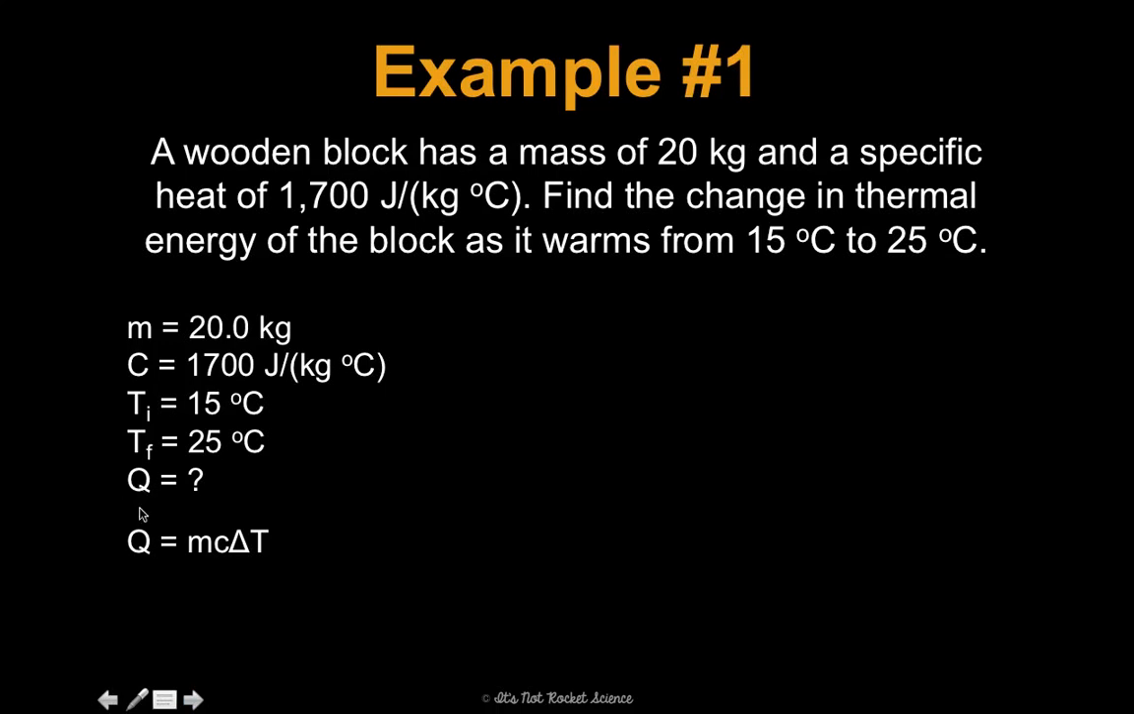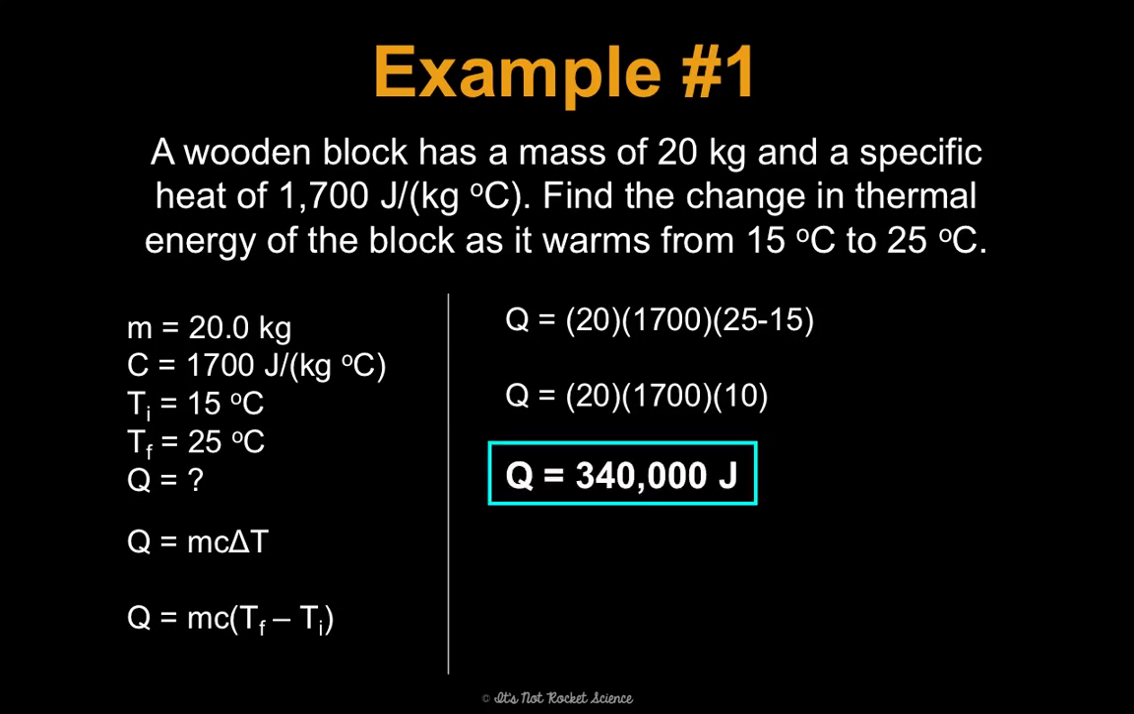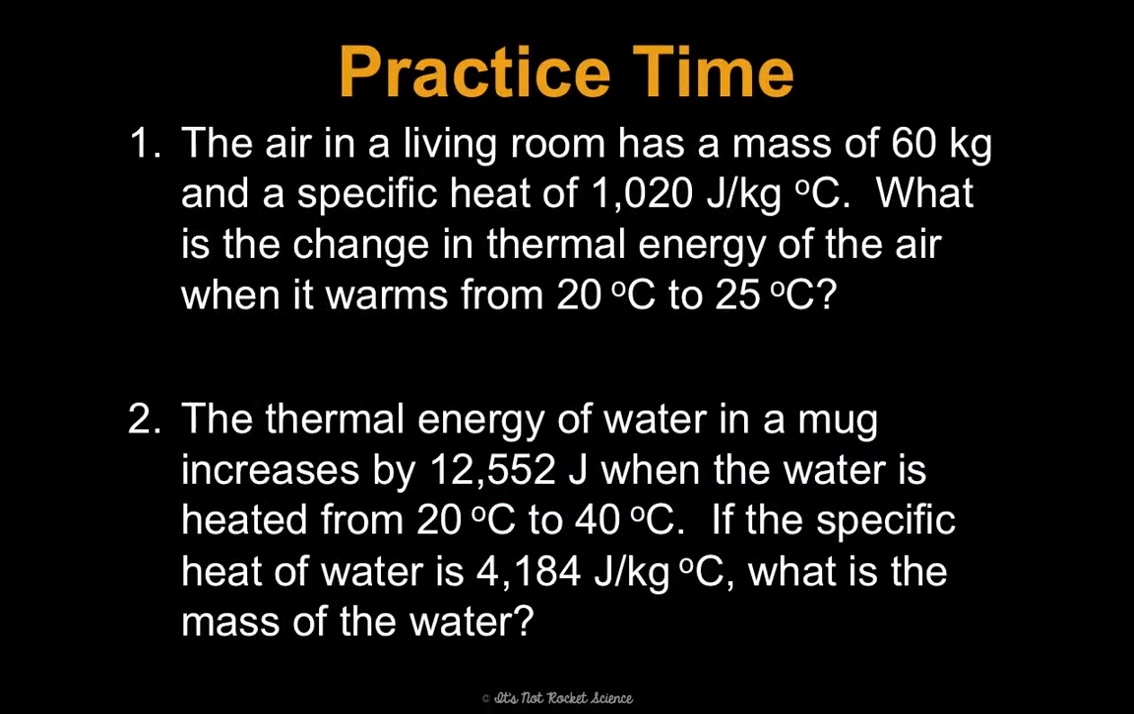I'm looking for Q and it's already isolated, so I can just plug in. Now, the key is that you just do your order of operations right. So I plugged in my mass of 20, my specific heat is 1700, and then my TF of 25 minus my TI of 15. Make sure you subtract this first before doing anything else. So 25 minus 15 is 10. Now, all you have to do is multiply, and you get 340,000 joules.